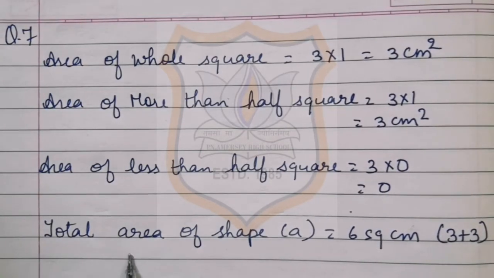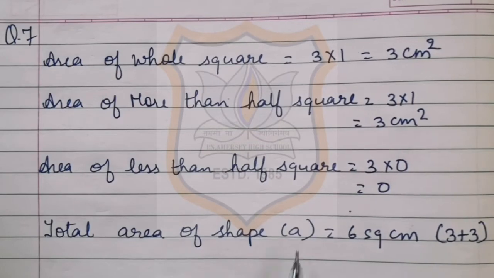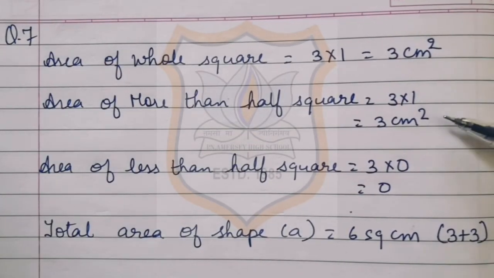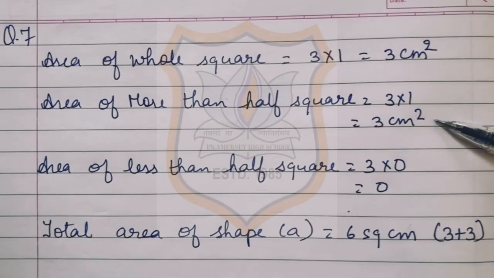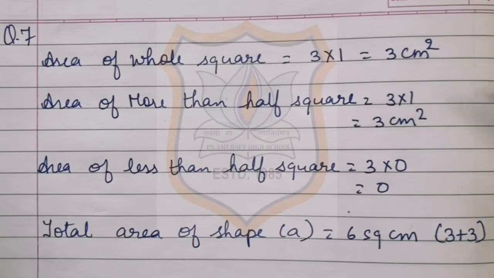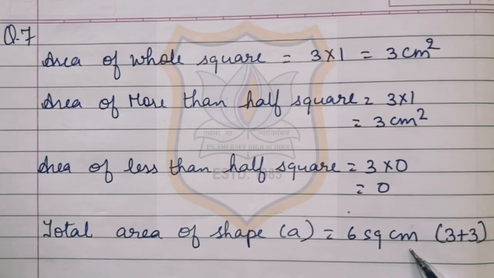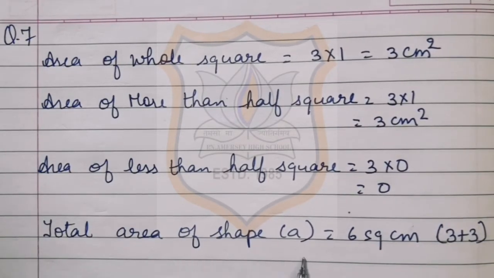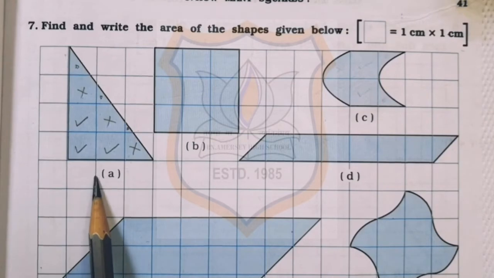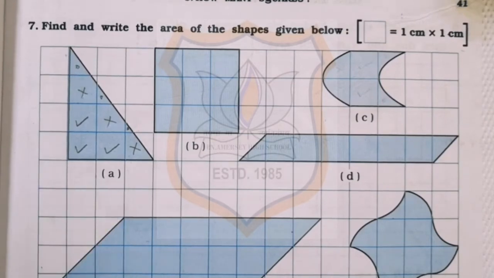Now the total area of shape A is, we have to add area of whole square and area of more than half square. By adding 3 centimeter square and 3 centimeter square we get 6 square centimeter. So the total area of shape A is 6 square centimeter. The area of shape A was 6 square centimeter.